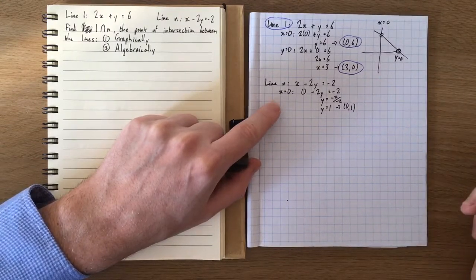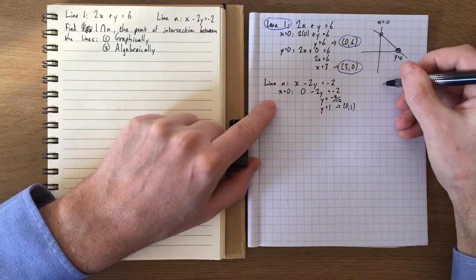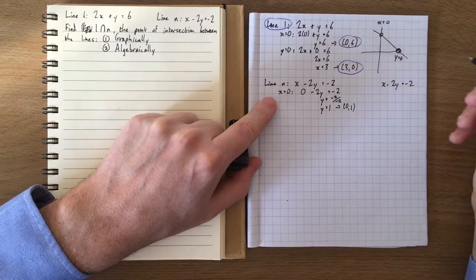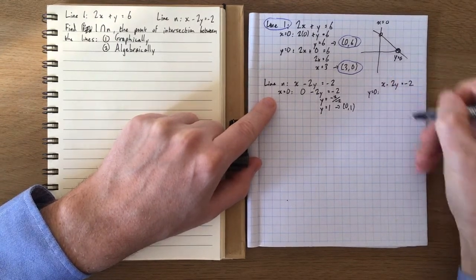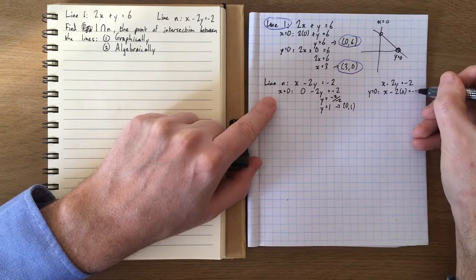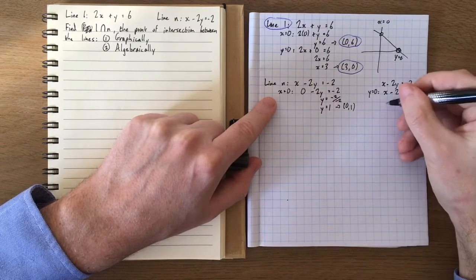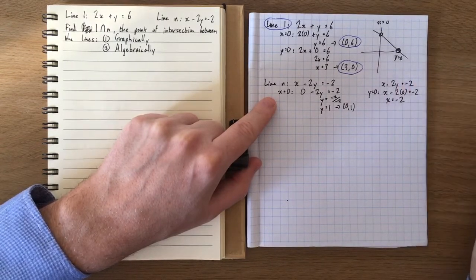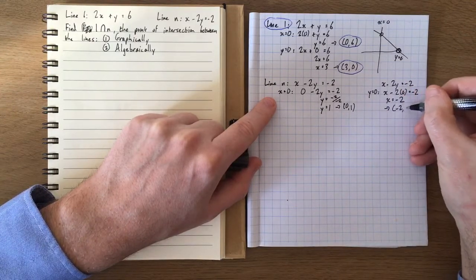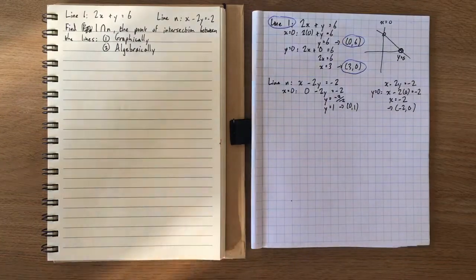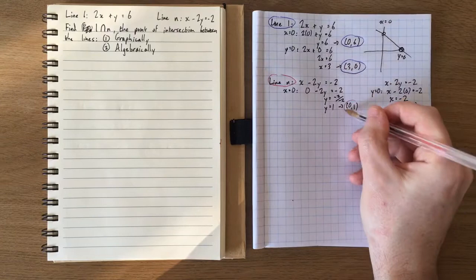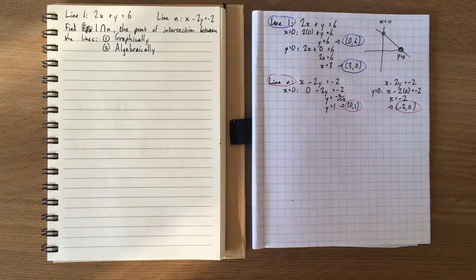And now I'm going to sub y is equal to 0 into that line. Okay, so my line N is x minus 2y is equal to minus 2. I'm going to go y is equal to 0. So now I've got x minus 2 times 0 is equal to minus 2. So x is equal to minus 2. So when y is 0, x is equal to minus 2, so that gives me the point minus 2, 0. So for the line n, I've got the point 0, 1, and minus 2, 0.